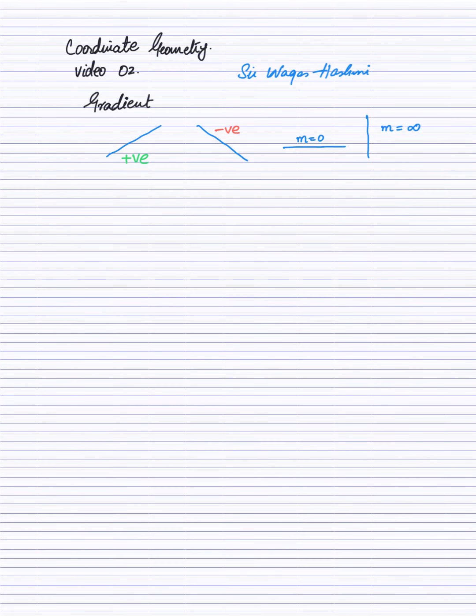Now what is gradient? Gradient defines how much the line is inclined, right? It only exists for inclined lines. For a straight horizontal line, gradient is 0, and for vertical lines it is infinity. Now the second thing, how to find gradient.